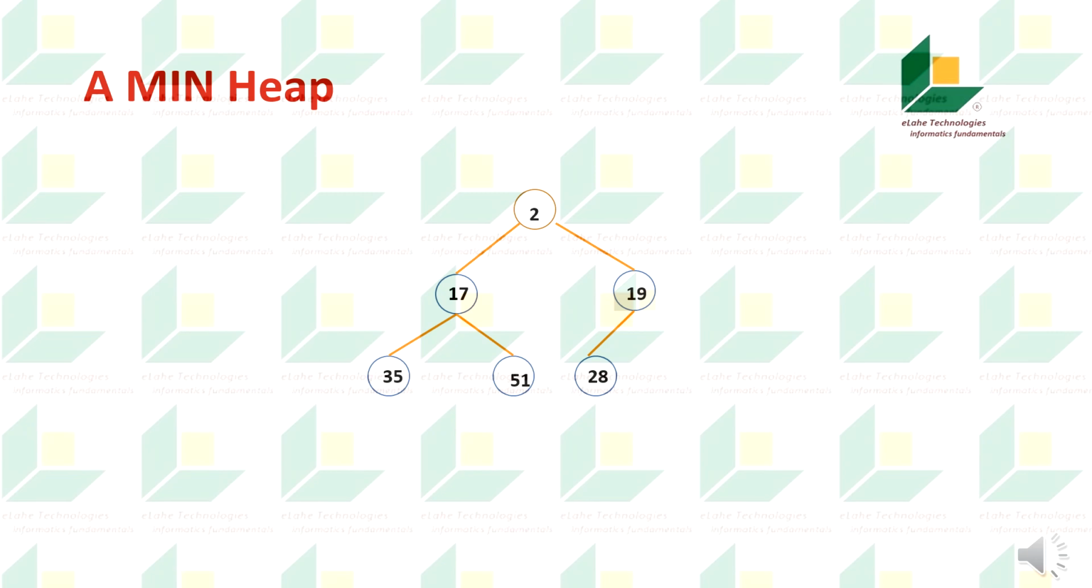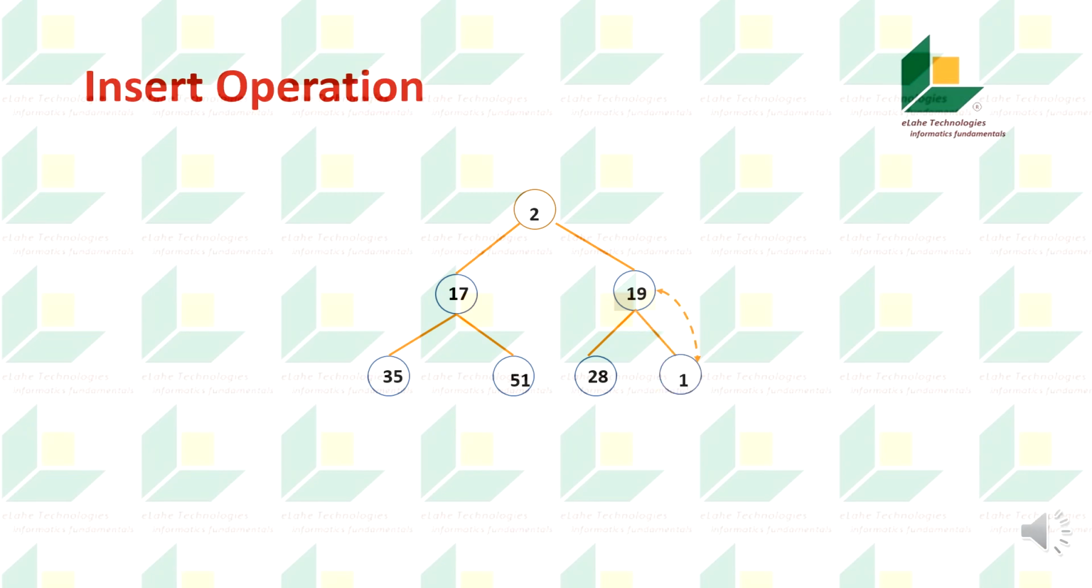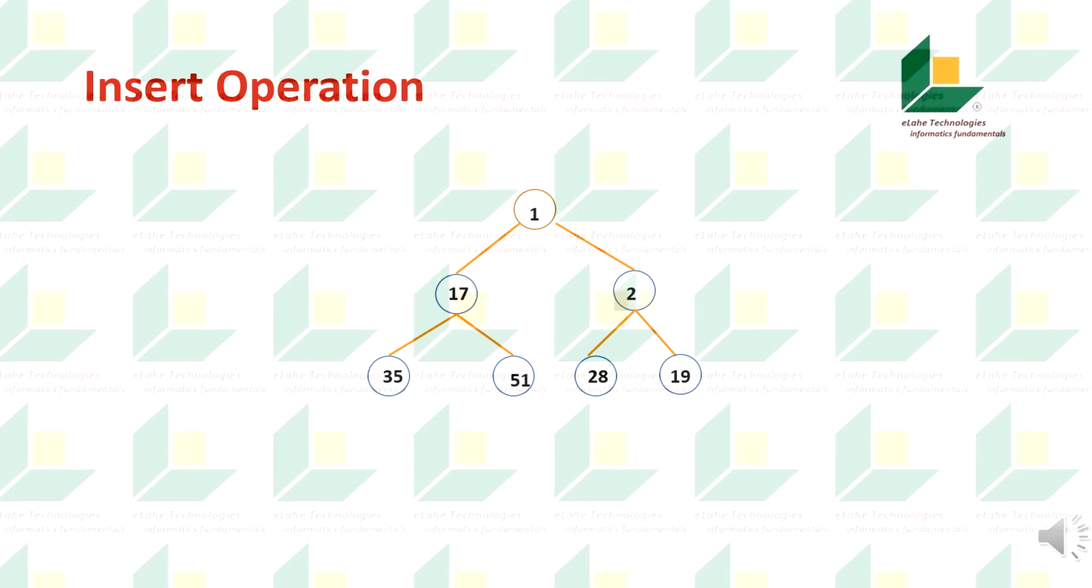An example of a min heap is shown here. Note that the key value at any node is less than or equal to the key value in the child nodes. Suppose we need to add a key value 1 to our min heap. First, we add the new key right at the end of the heap. We compare with the key value of the parent. Since 1 is less than 19, the heap property is violated, and the key values must be exchanged. Since 1 is less than 2, the heap property is violated, and the key values must be exchanged. Now the heap property is satisfied. This completes the heap insert operation.